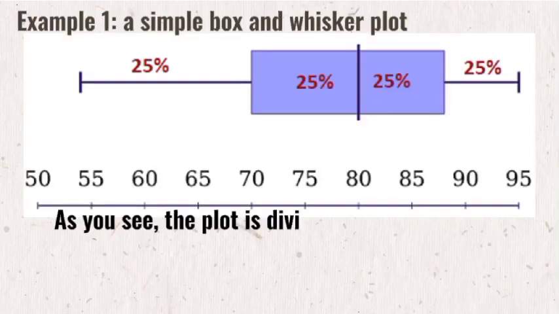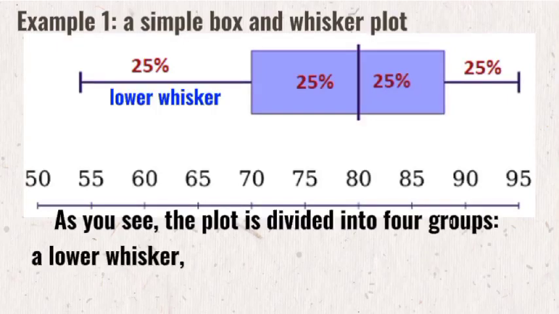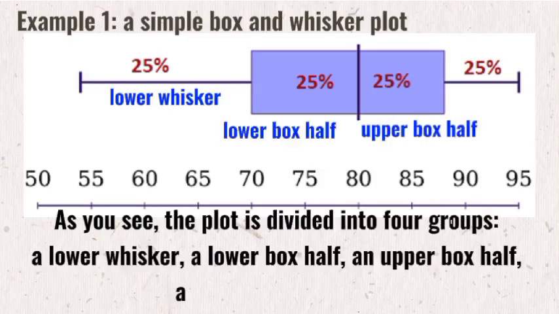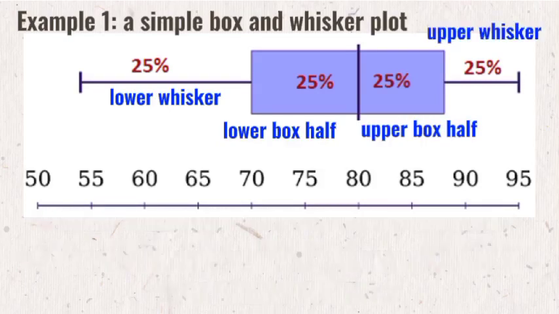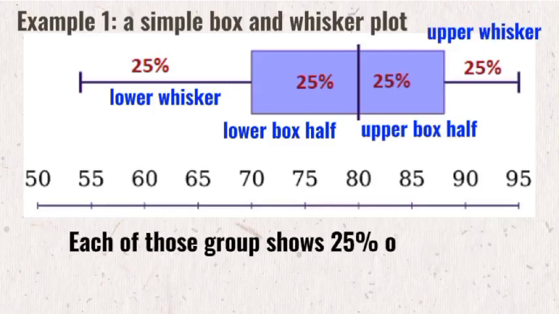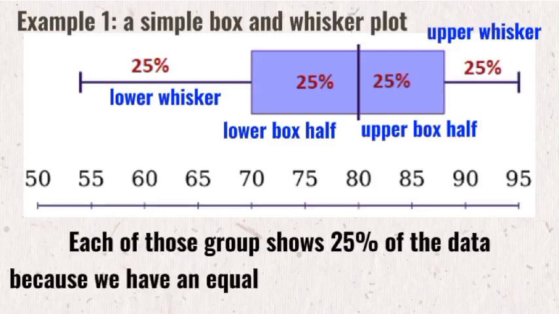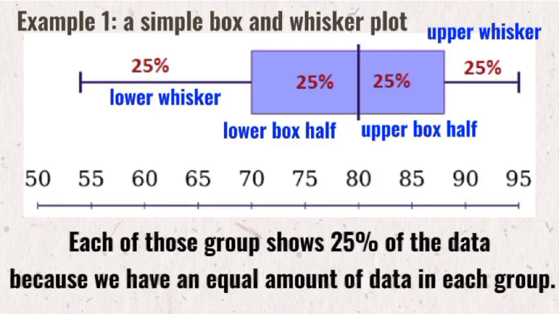As you see, the plot is divided into 4 groups: a lower whisker, a lower box half, an upper box half, and an upper whisker. Each of those groups shows 25% of the data because we have an equal amount of data in each group.